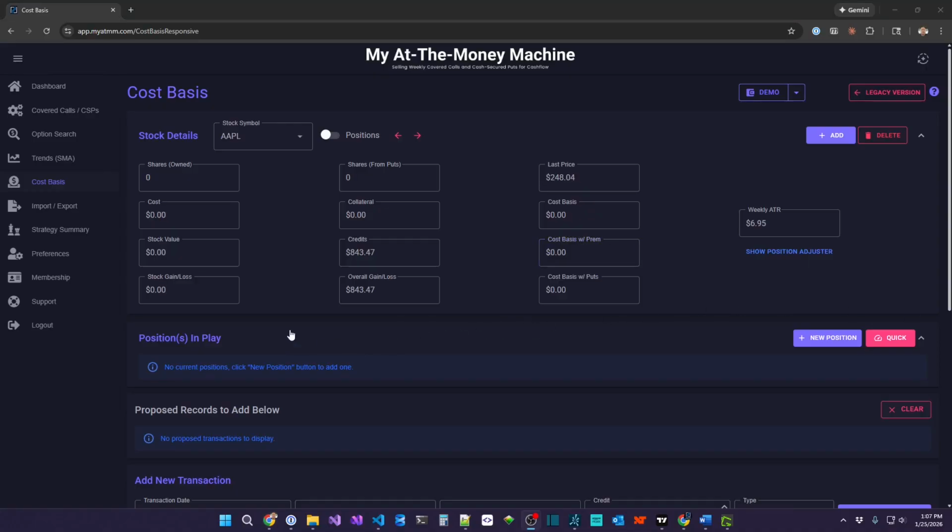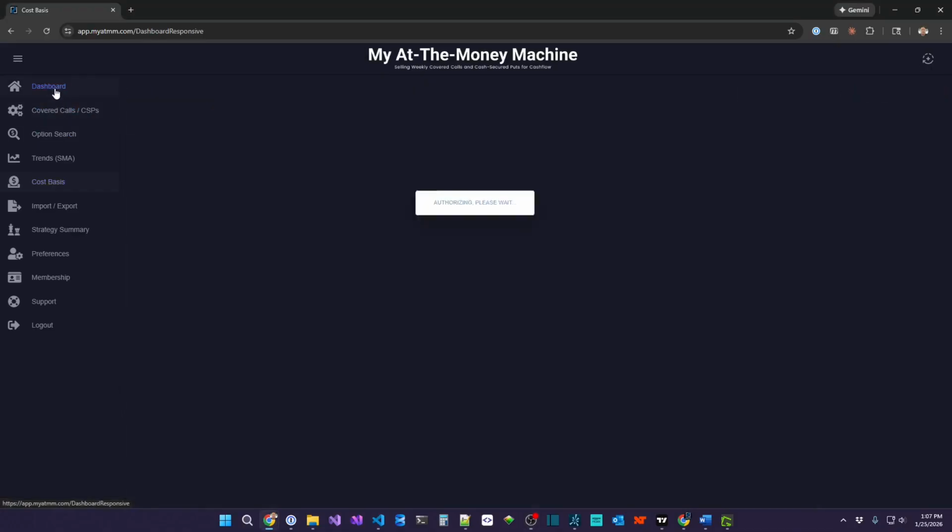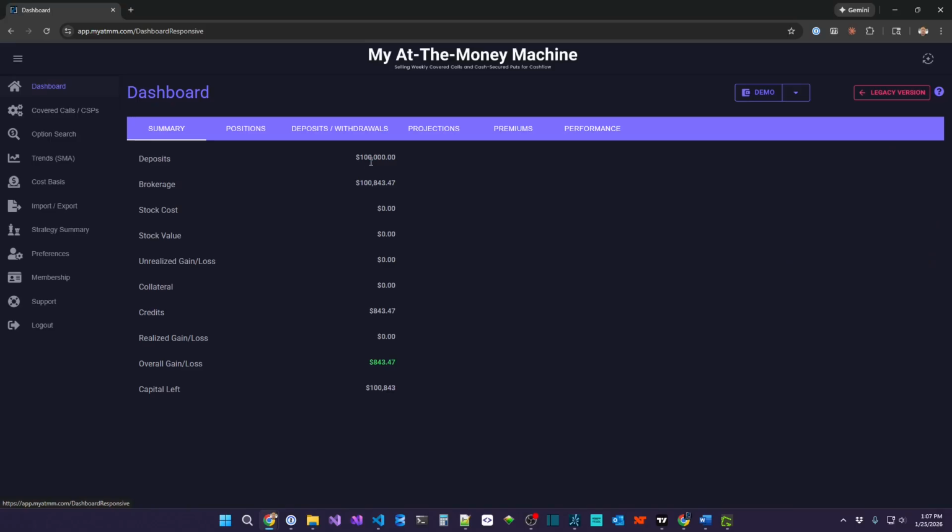So what I want to do right now is go back over to the dashboard so we can see how the overall picture has changed. We're coming back up to the dashboard. Again, the 100,000 deposit that we made, you can see the brokerage is now, we got the whole 100,000 back, plus all the premiums we've collected. Total premiums we collected is right there. Overall gain loss 843.47, and the capital left, we now have the 100,000 plus the premium we've collected. That's our capital that we have to work with.